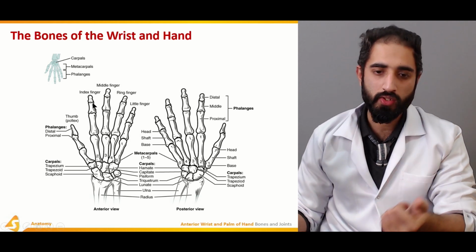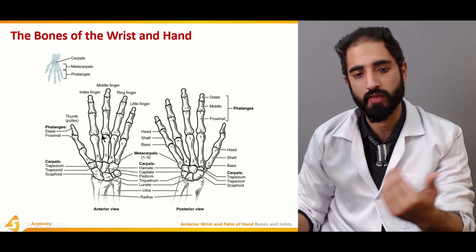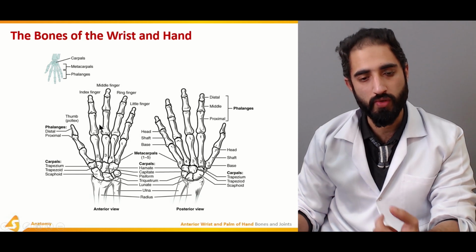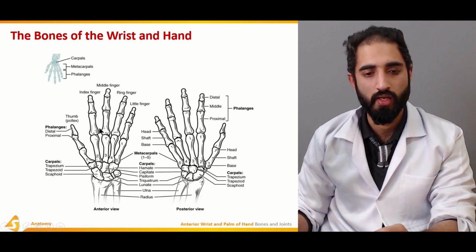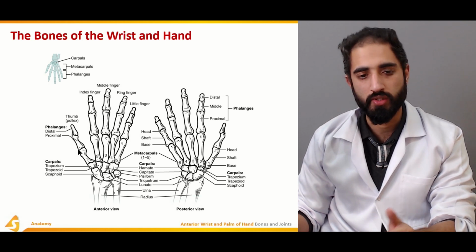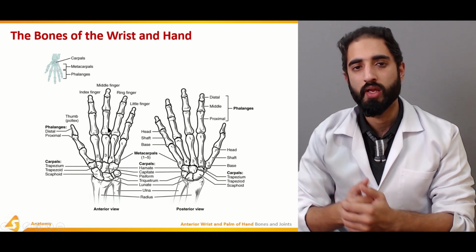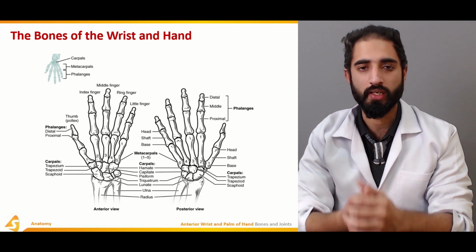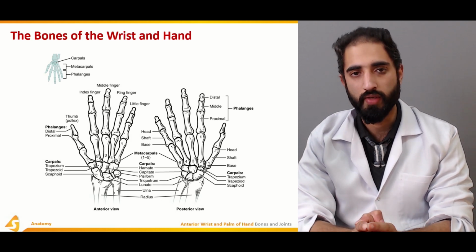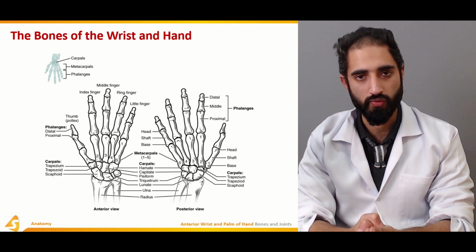Another important difference is that after the metacarpals we have phalanges. In the fingers we have three phalanges, which are proximal, middle, and distal, whereas in the thumb we only have two phalanges, the proximal phalanx and the distal phalanx, and that is why we have only a single interphalangeal joint at the thumb, whereas in the fingers we have the proximal interphalangeal joint as well as the distal interphalangeal joint.